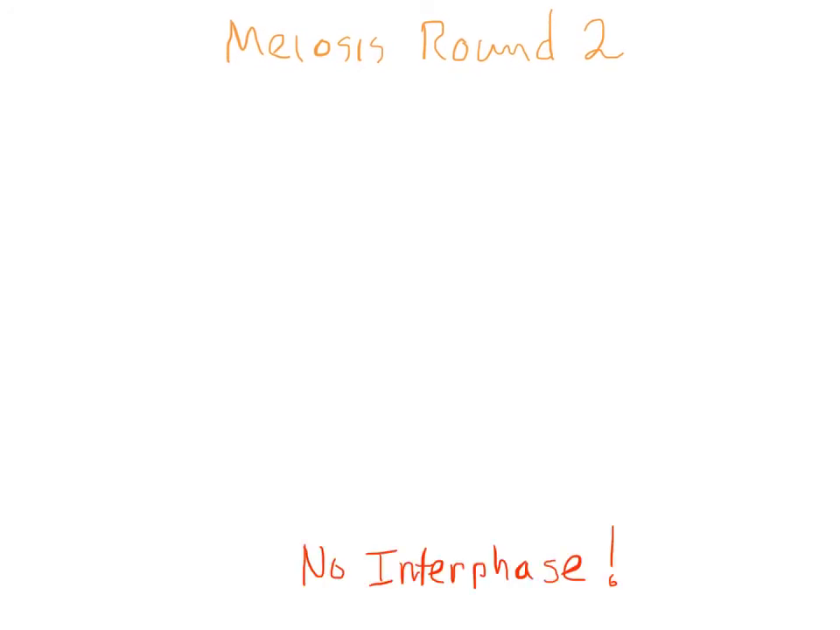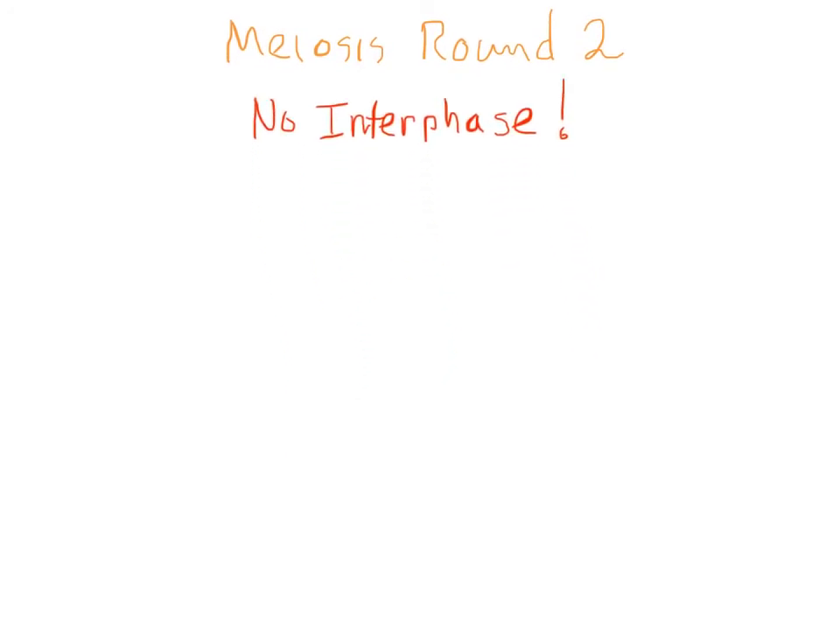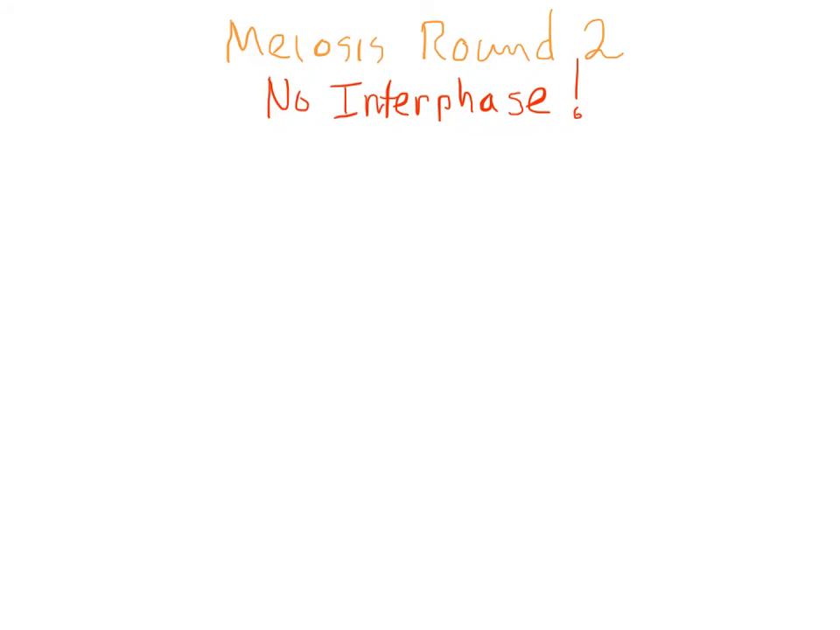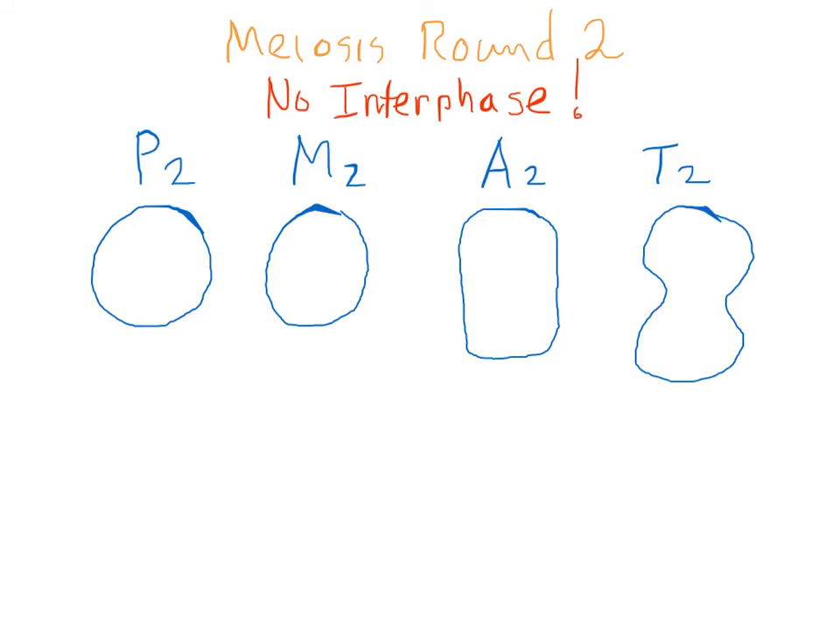All right, let's talk about meiosis, round 2. Please remember that there is no interphase in meiosis round 2. In meiosis round 2, we're going to go through prophase 2, metaphase 2, anaphase 2, and telophase 2. If the nucleus reformed, it will re-dissolve at this time in prophase 2. But at the end, in telophase 2, the nuclear membrane will reform.